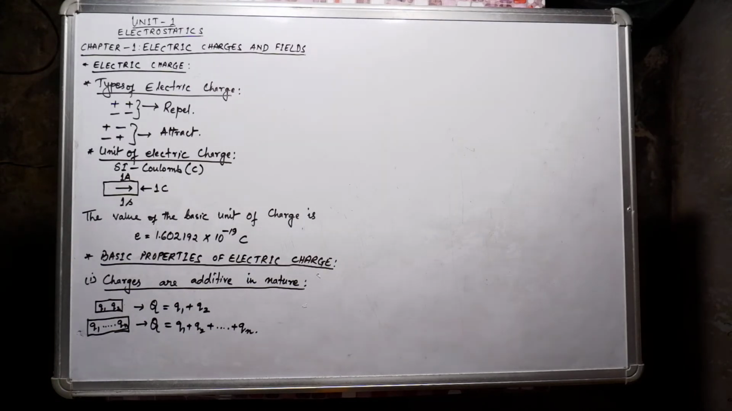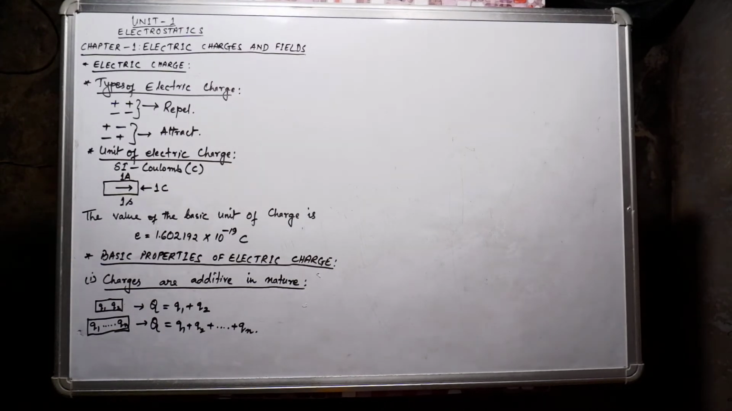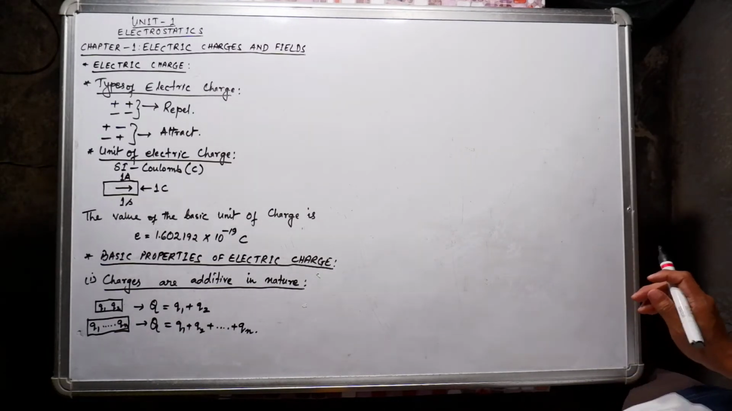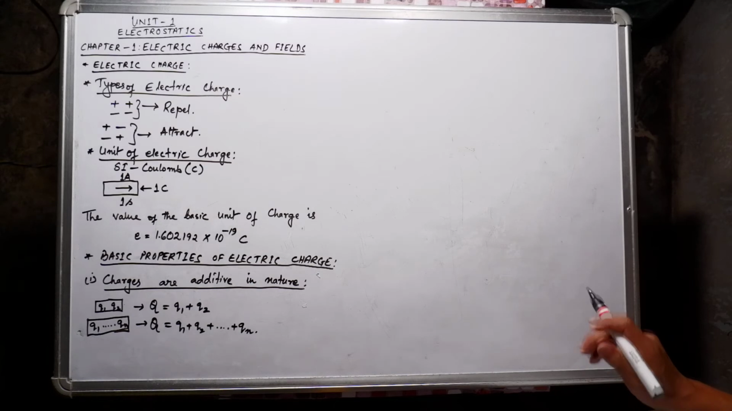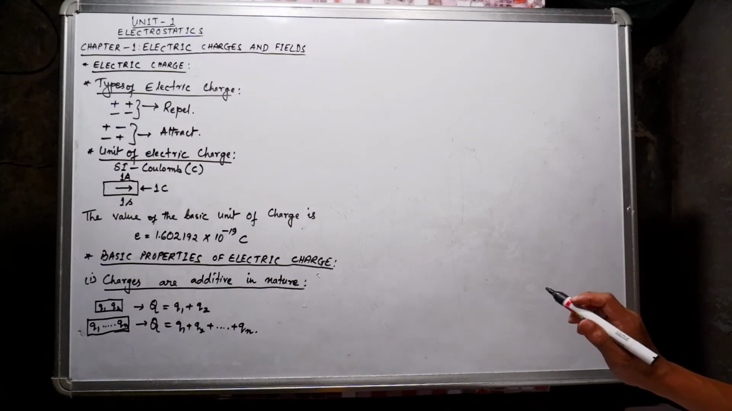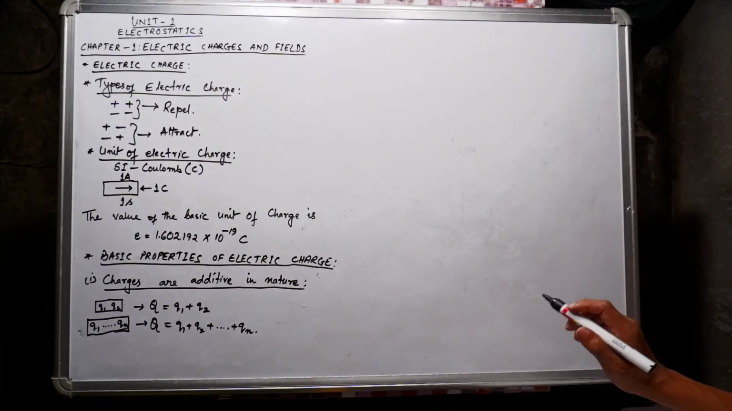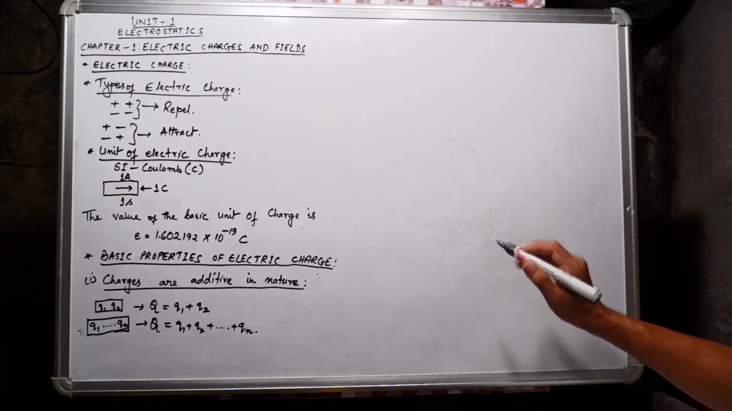Now let's go to the next property. The next property is that charge is a conserved quantity.